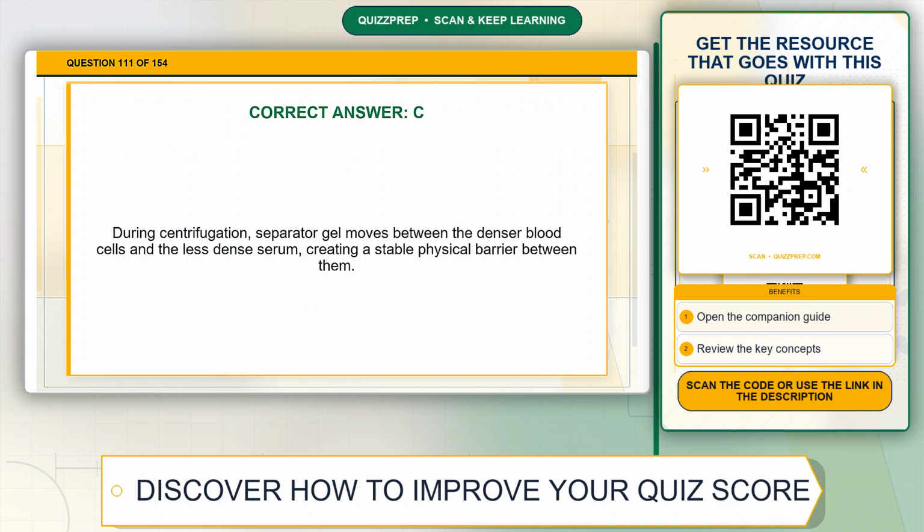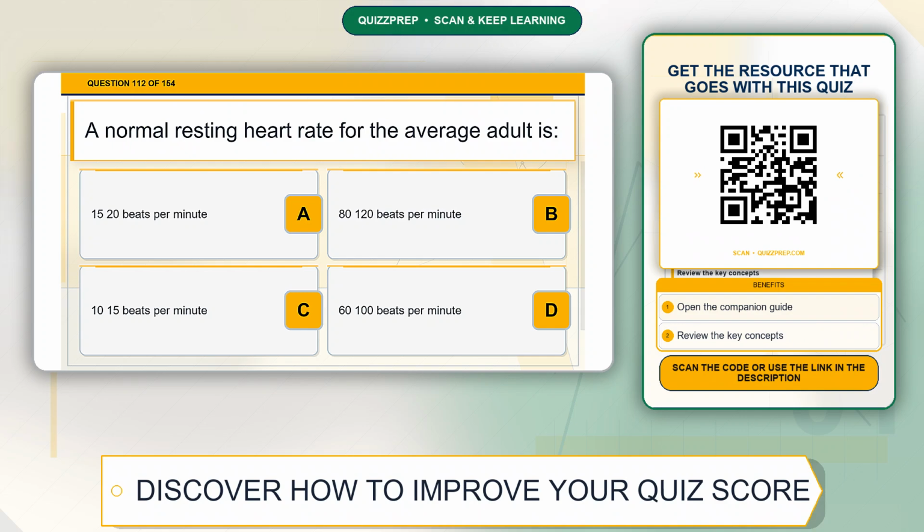Explanation. During centrifugation, separator gel moves between the denser blood cells and the less dense serum, creating a stable physical barrier between them. Question 112. A normal resting heart rate for the average adult is: Option A, 15-20 beats per minute. Option B, 80-120 beats per minute. Option C, 10-15 beats per minute.